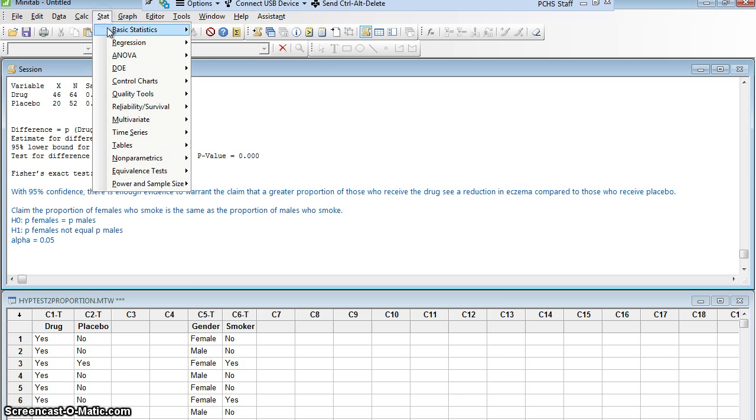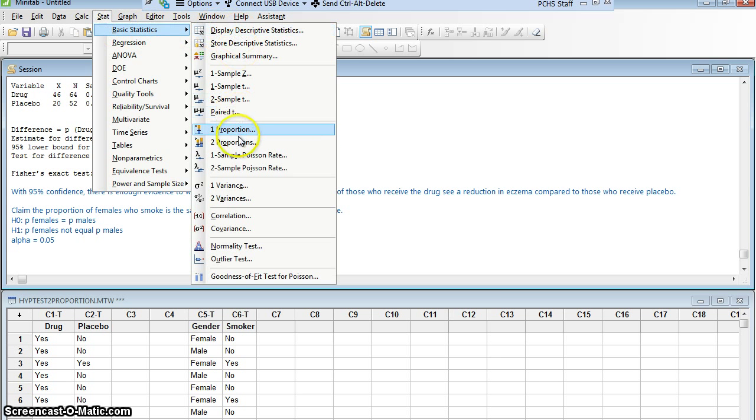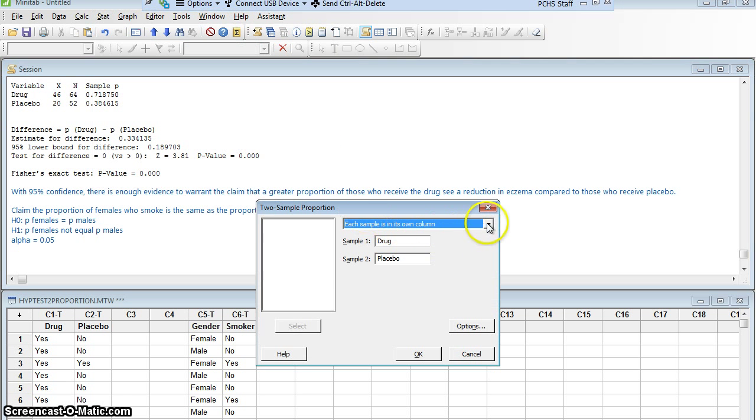So when I do stat, basic statistics, two proportions, this time I'm saying both samples are in one column. And so now it wants to know, what are the samples? The samples is the actual data I'm looking for the proportion of. In this case, whether or not they're smokers. So that's going to be my smoker. The sample IDs is my bivariable. How am I separating the two groups? I'm separating them by gender. So I'm going to double-click gender.